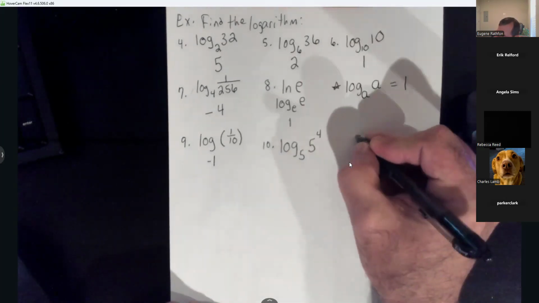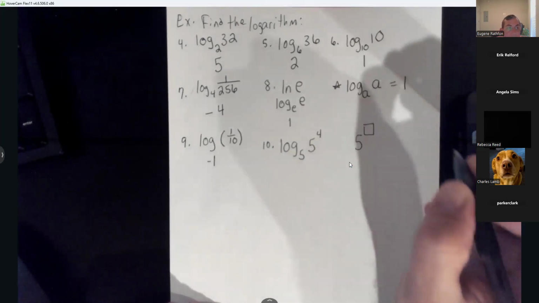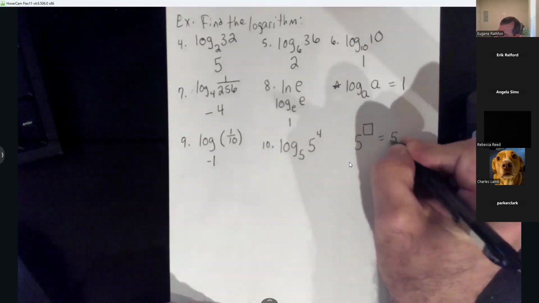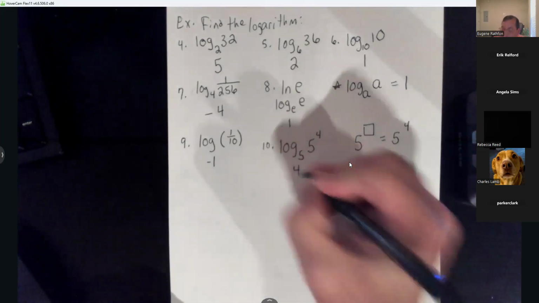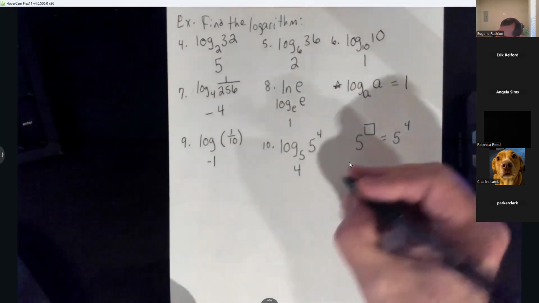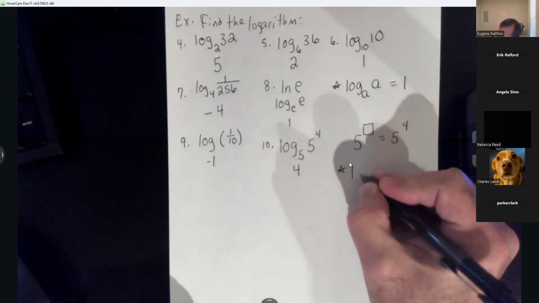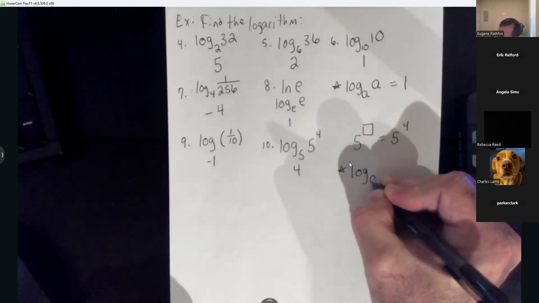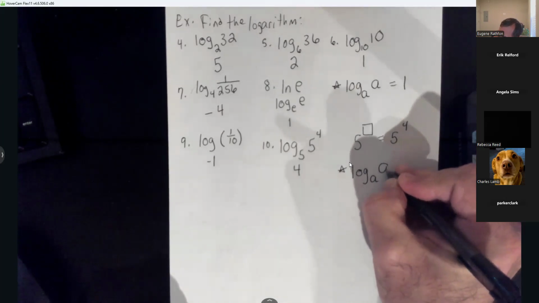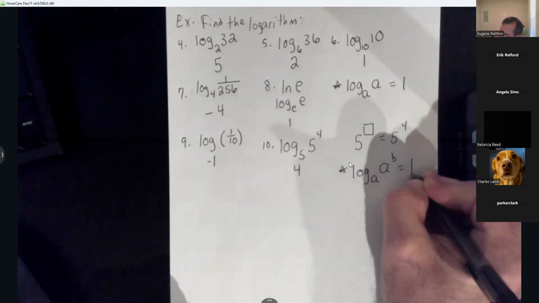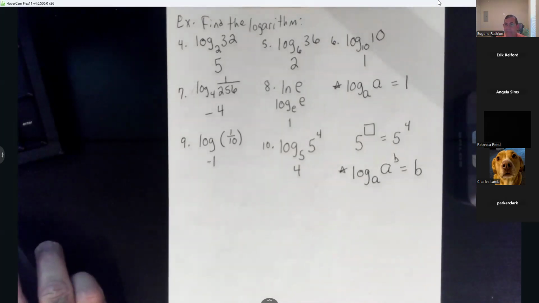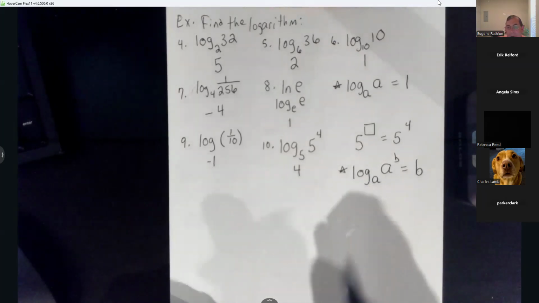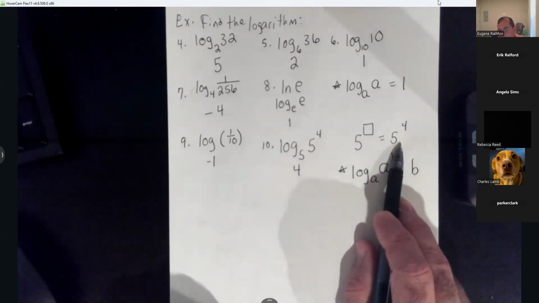Also, here's what I got. 5 to some exponent is going to equal 5 to the 4th. Good job, Caleb. And then Charles, good. That's going to be a 4. So check out this property. This property says if you have a log of a base and it matches that number raised to an exponent, then the answer will always be the exponent. And that makes sense, right? Because that has to be a 4 if it's going to look like that one.